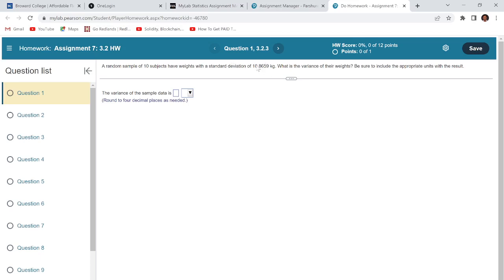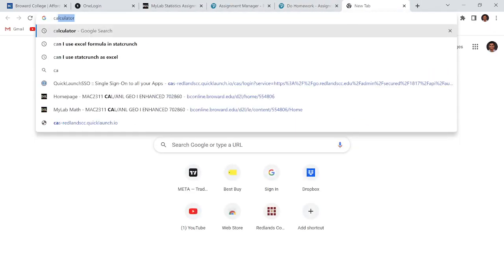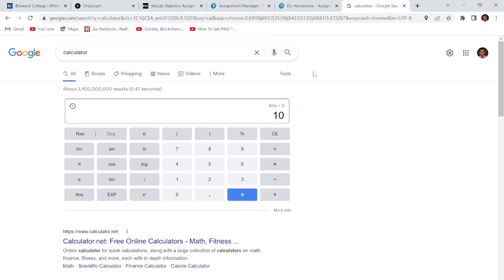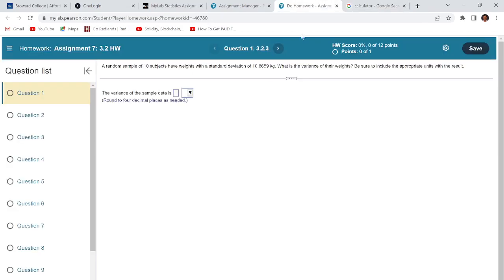So we need to find out what is the square of 10.8659. We can use any calculator here. The square of 10.8659 is 118.067, and we need to round it to 4 decimal places. So it's 118.0678. And then variance is the square of the standard deviation, so the square of kg is kg squared.